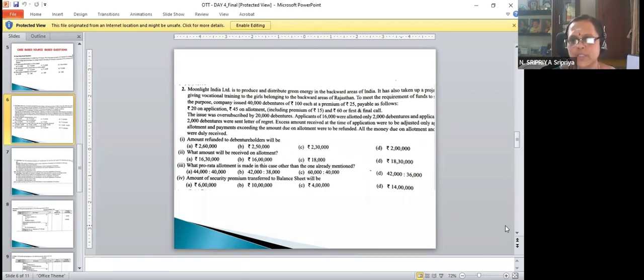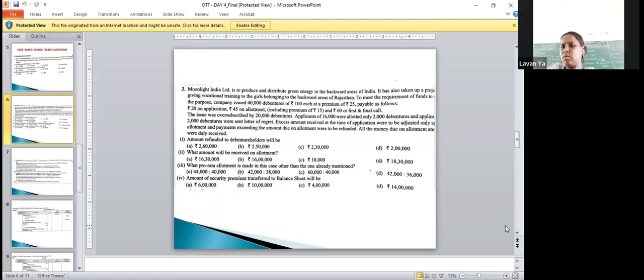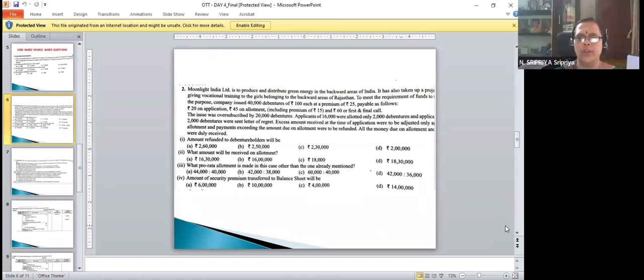40,000 debentures. It is excess by 20,000 debentures. And you are given the breakup of those excess alone, and that also is not equal to 20,000. Please check. 16,000 debentures are allotted 2,000 debentures, so 18,000 is coming. That means the remaining 2,000 is fully allotted.